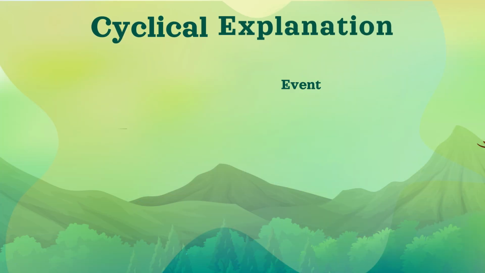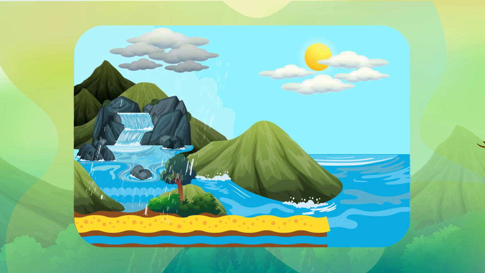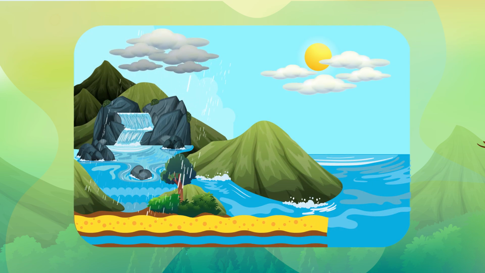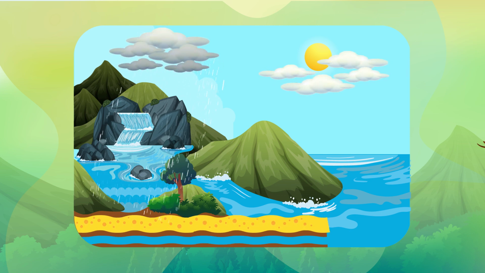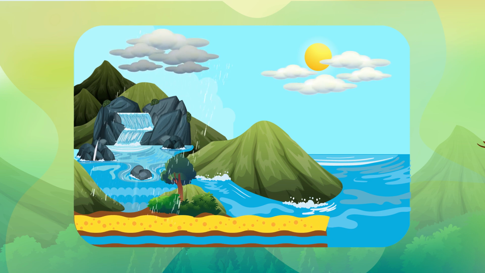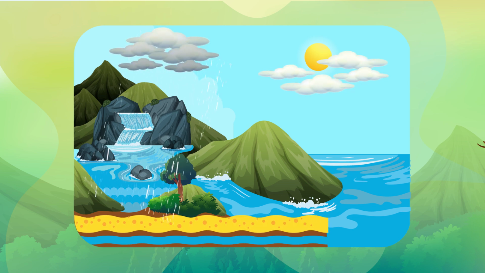Cyclical explanation. Here, we describe events that go in a cycle. Cyclical explanatory texts describe processes that do not have a clear beginning or end, as they repeat in a continuous loop. For example, the water cycle. The water cycle is a continuous process that moves water through the atmosphere, surface, and underground. Understanding this cycle is essential for appreciating how water supports all forms of life on our planet.